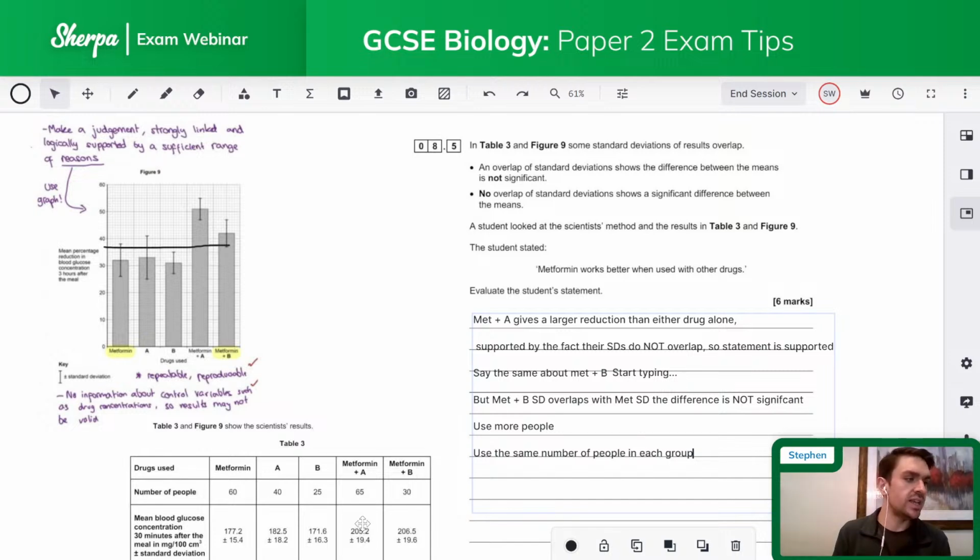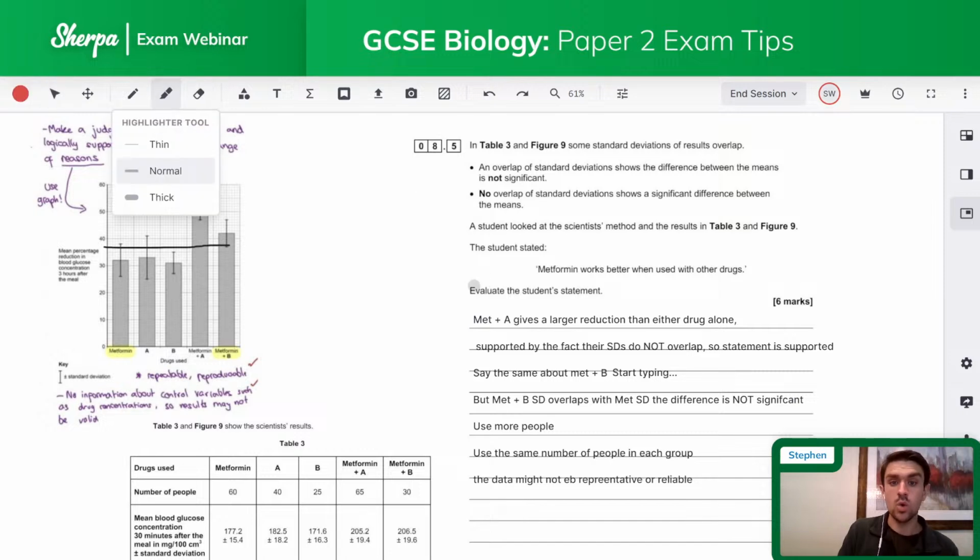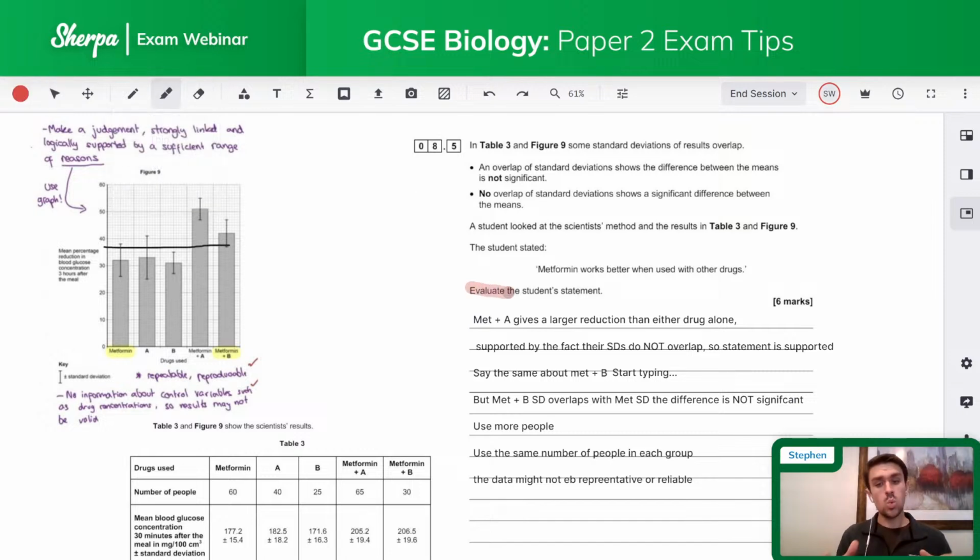And additionally, we can say, because they're not doing these things, the data might not be representative or reliable, okay? And that's us to mark. So anytime you see an evaluate question, think, what are the pros, what are the cons, and what about the experiment is good, or, in more of the case, what is not so good.